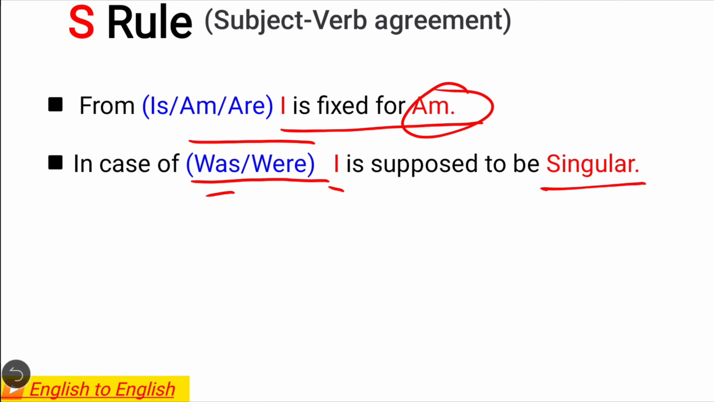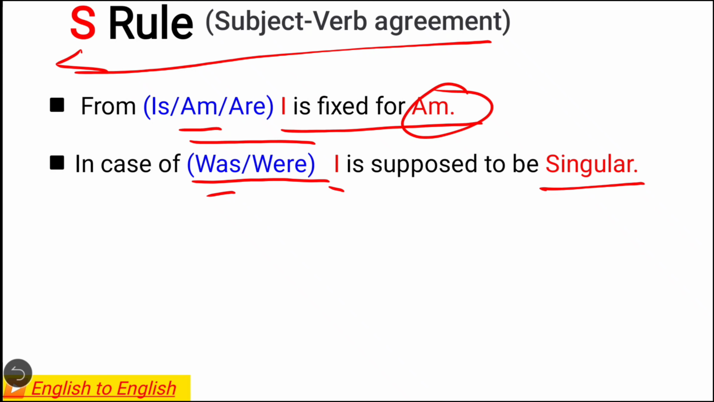First is the S rule: the helping verbs that contain S will be used with singular subjects. Am will be used with I only, and in past simple and past continuous, I is supposed to be a singular subject that will be used with was.